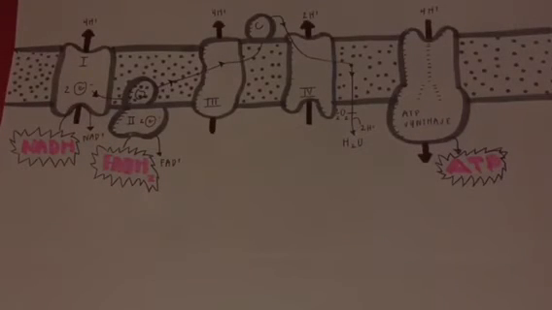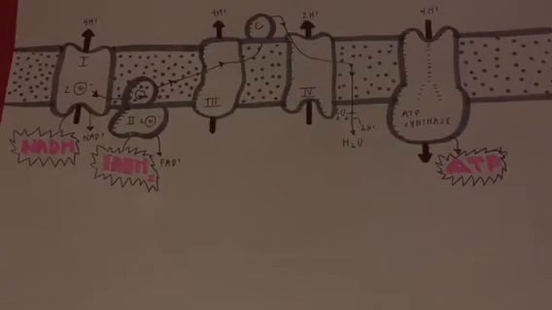As electrons are passed through the complexes, they pump protons out of the mitochondrial matrix into the intermembrane space. Complex 1 pumps out 4 protons, complex 3 pumps out 4 protons, and complex 4 pumps out 2 protons. In total, 1 NADH pumps out 10 protons across the membrane.